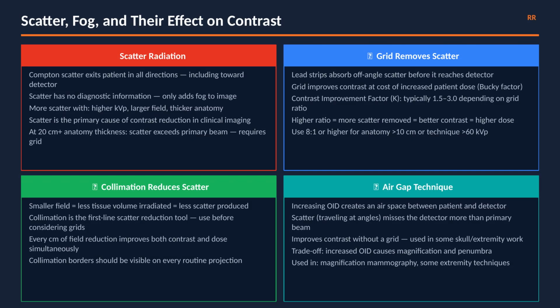Scatter radiation from Compton interactions exits the patient in all directions. Any scatter that reaches the detector adds fog, reducing contrast.